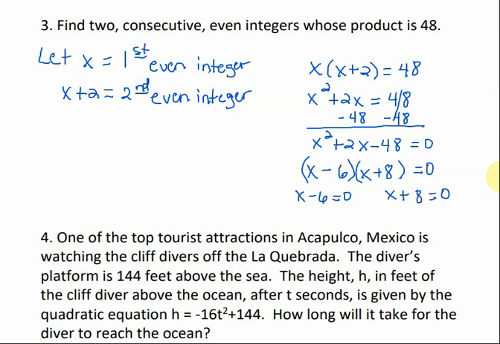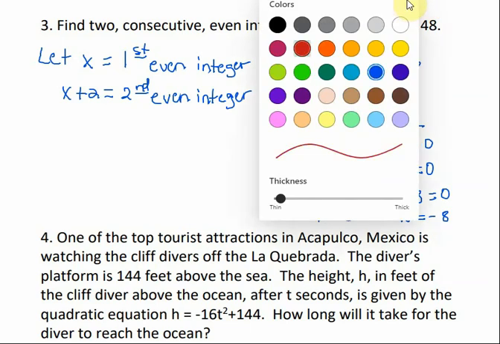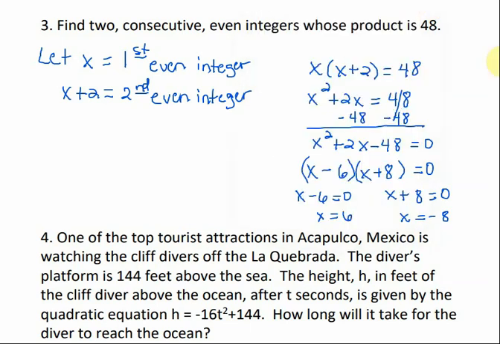Okay, so if I add 6 to both sides, I get x equals 6. If I subtract 8 from both sides, I get x equals negative 8. Now, this said find two consecutive even integers whose product is 48. If I took 6 and plugged it in, so that's what we need to do always, is plug it back into our let statements. So my first number is 6.